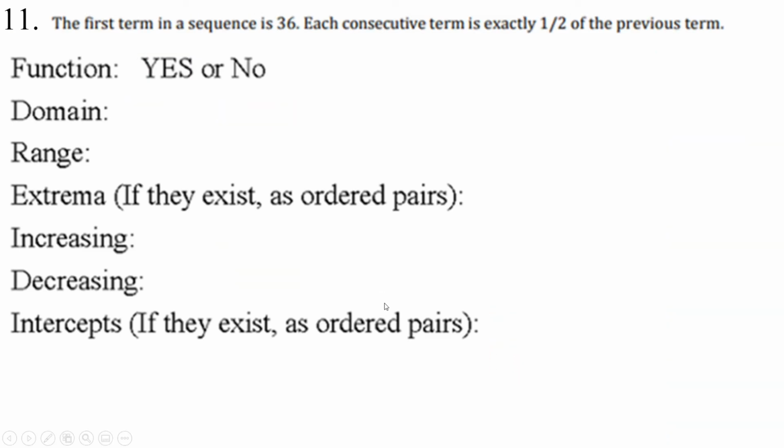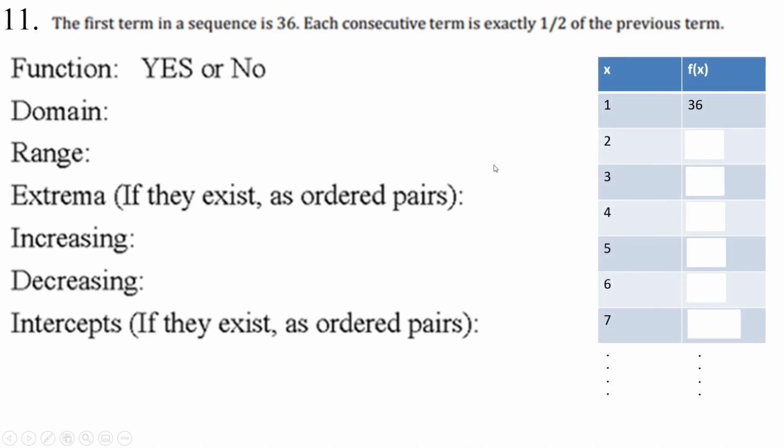Okay, number 11. Okay, wow. This is a context problem. Well, it's not even that really. They just have verbally described discrete functions. So the first term in a sequence is 36. Each consecutive term is exactly 1/2 of the previous term. So you know what? I thought at first maybe I should model this with a recursive formula, but I think it's going to be easier to talk about the features of this function if I do it as a table.